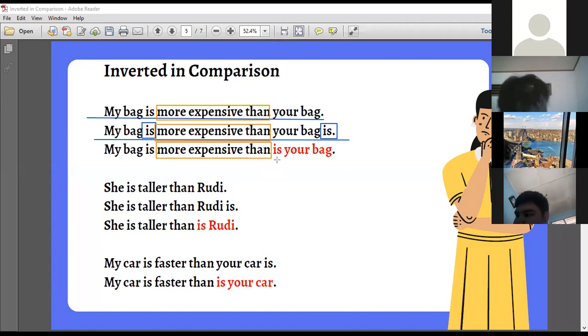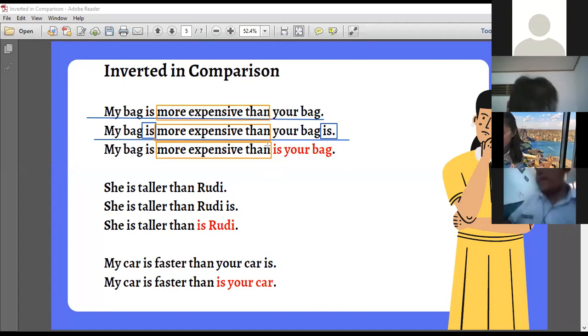So when talking about comparison, we can make the sentence in these three ways. Jadi yang selama ini kita pakai kan yang pertama aja, gitu ya, Nak ya. So now we can also use the second if you wanna, and you can use the third one if you want to. Okay, and look at this. Ini kan masih sama ya.